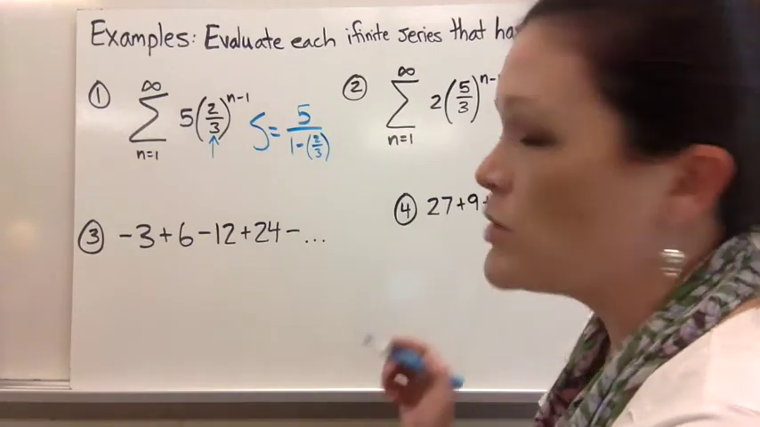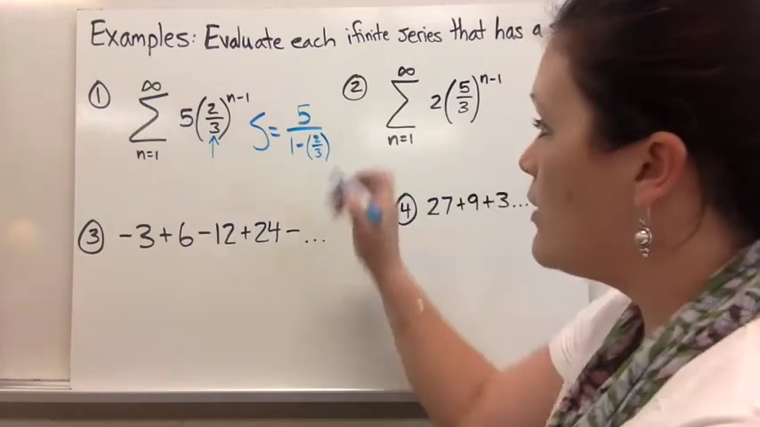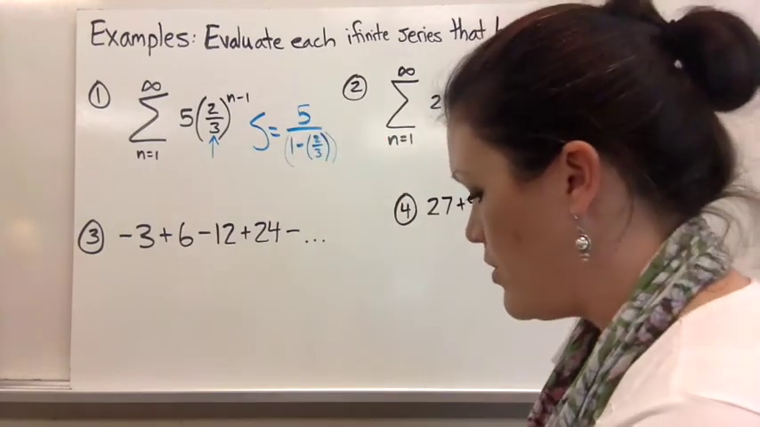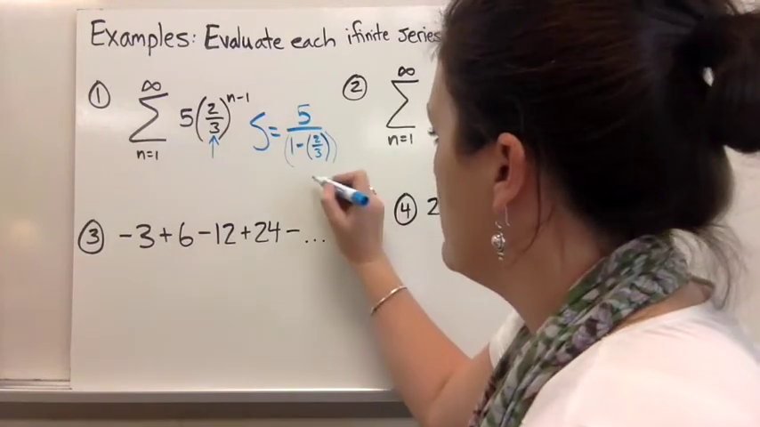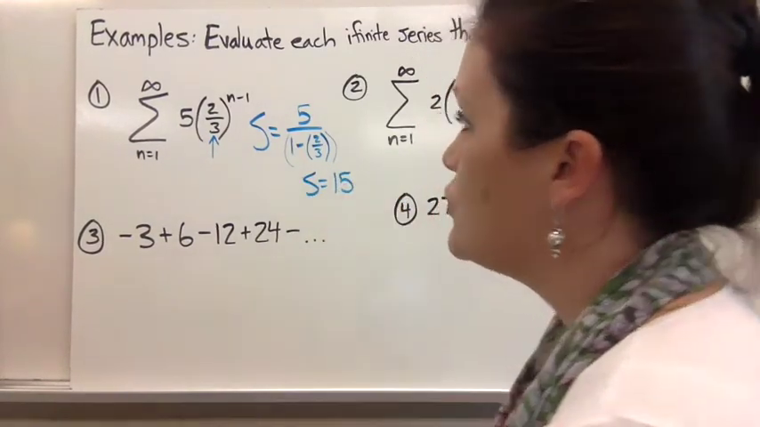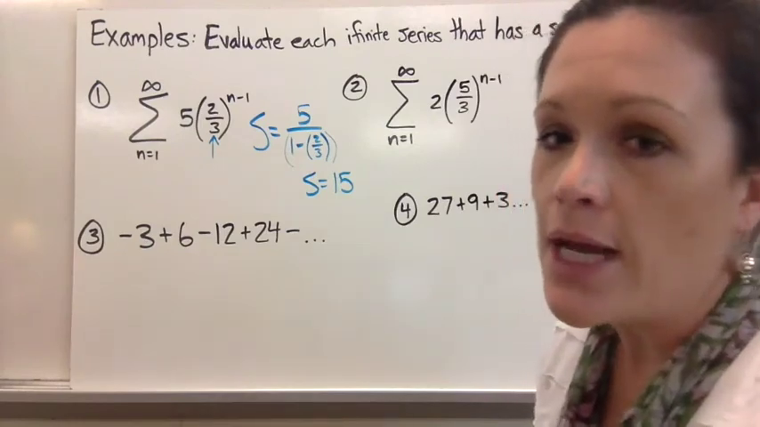It's 2/3, which is 0.6 repeating. So you calculate this in your calculator. I would make sure that the denominator is grouped together, and then I got this sum was equal to 15. So you can check and practice and see if you get the same thing I did.